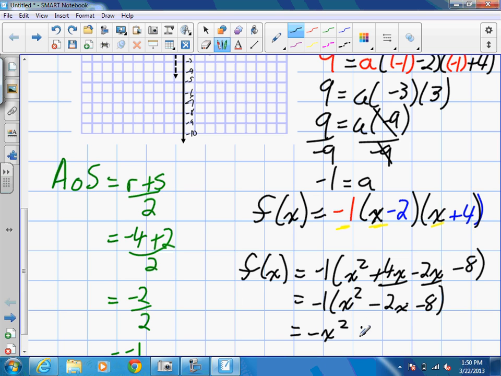What did we say the y-intercept or the c value in standard form was going to be? Yeah, and we said the a value is going to be negative. Those both fulfilled this. Okay?